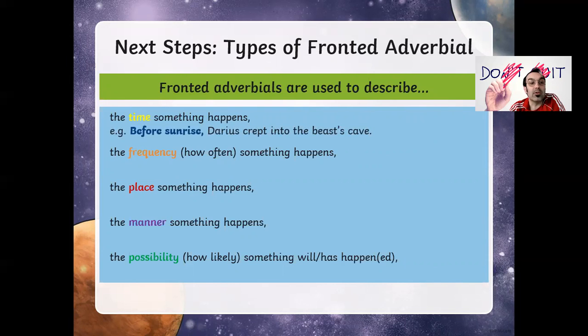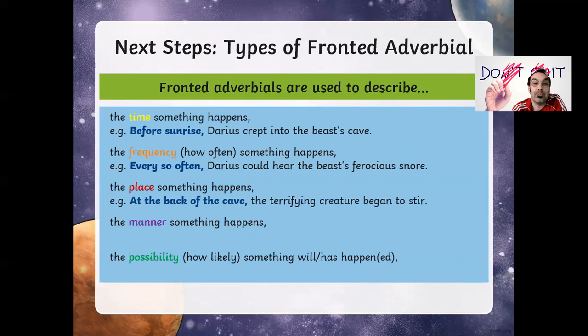So for example, before sunrise, Darius crept into the beast's cave. So that tells you the time. Frequency: every so often, Darius could hear the beast's ferocious snore. So that tells you the frequency, so how often, it was every so often. The place: at the back of the cave, the terrifying creature began to stir. So the manner: as quick as a flash, Darius bounded behind a nearby rock. So that tells you the manner in which that happened, as quick as a flash.